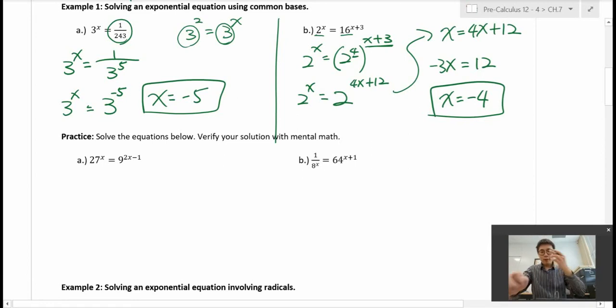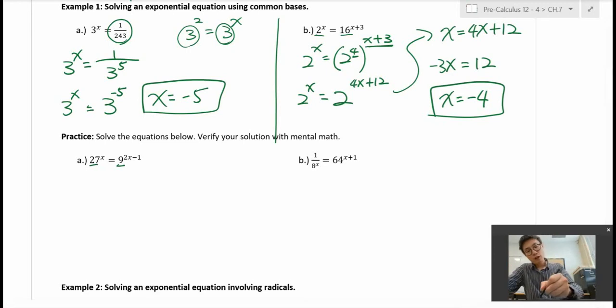Okay, I'm assuming you finished it. Again, you need to change to the same base. Now, you cannot make 27 to base 9. Again, you could, but it's slightly more challenging. And you can't really make 9 as base 27 either. However, we can change 27 and 9 to base 3. Right? We can actually change both sides this time. 27, recall, is 3 cubed. 9 is 3 squared.